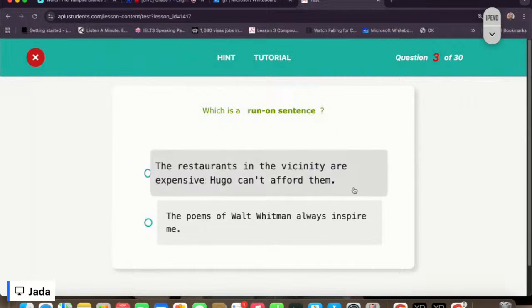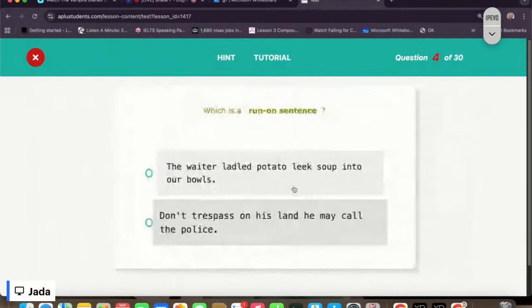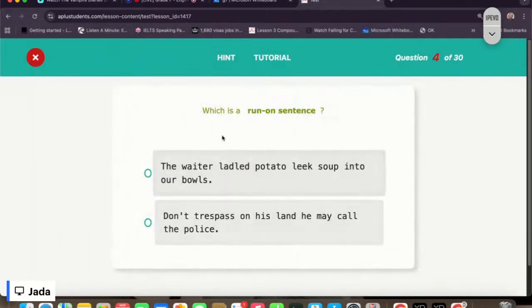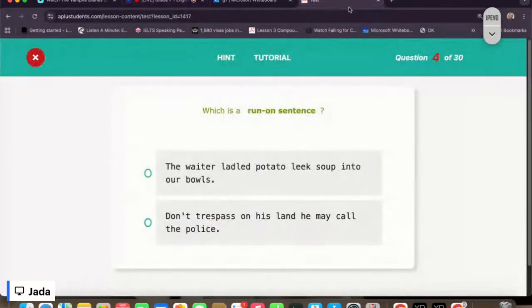So we have: the restaurants in the vicinity are expensive. Hugo can't afford them. All right, so which is a run on sentence? Is it the first or the second?